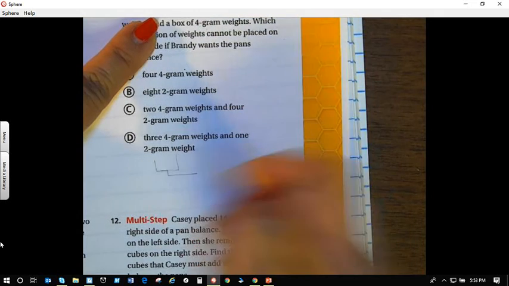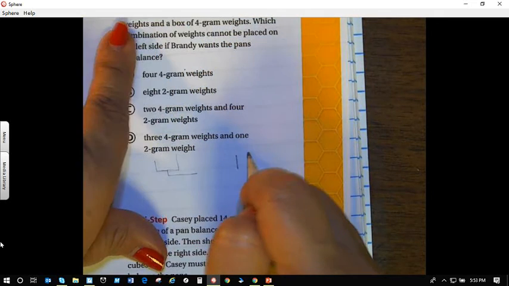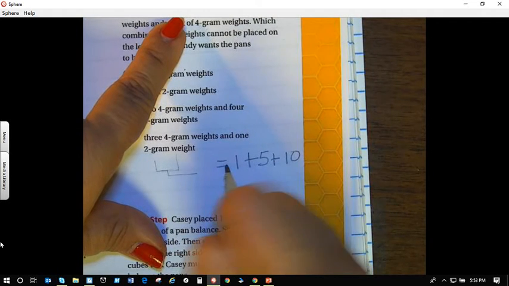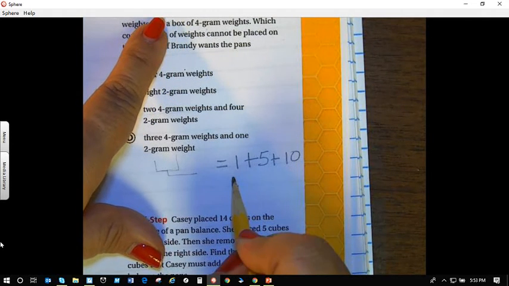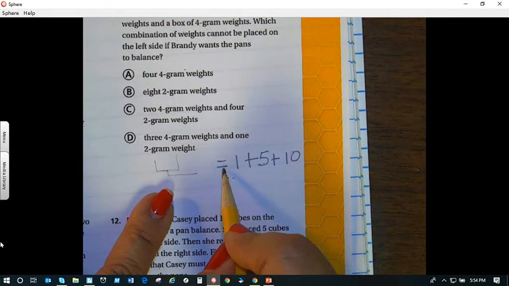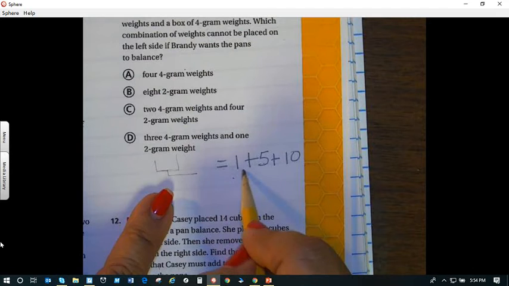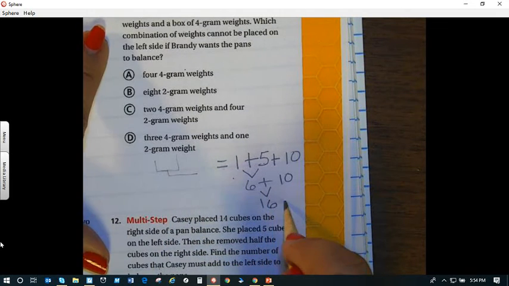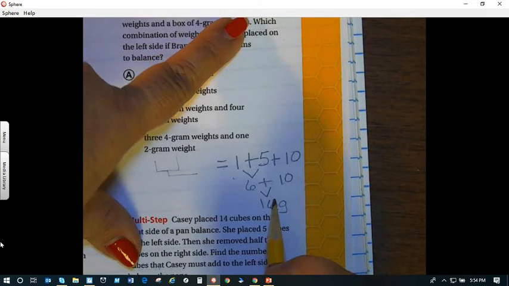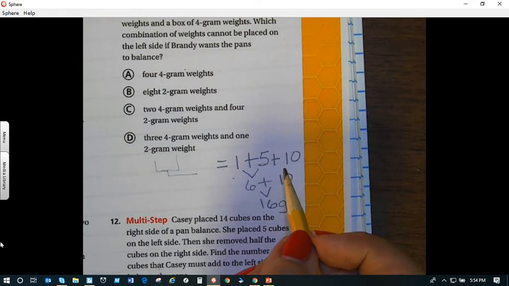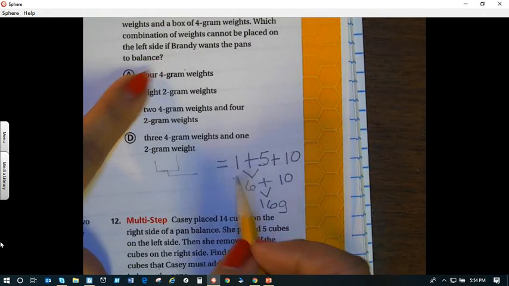So on the right side, I have 1 plus 5 plus 10. So how much is going to be in this little pan here? I have 10. So I have 5 plus 1. 1 plus 5 is 6. Plus 10, I have 16 grams on this side. Now she has a box of 2-gram weights and a box of 4-gram weights. So which combination can be placed on the left side if she wants the pans to balance?